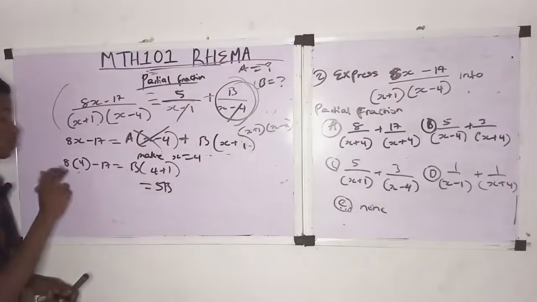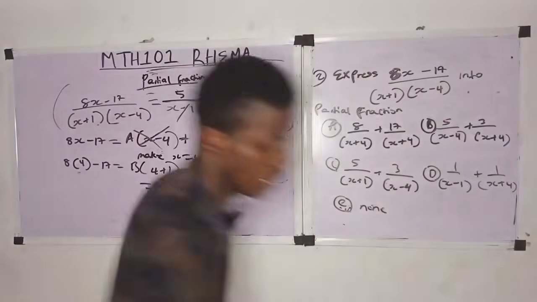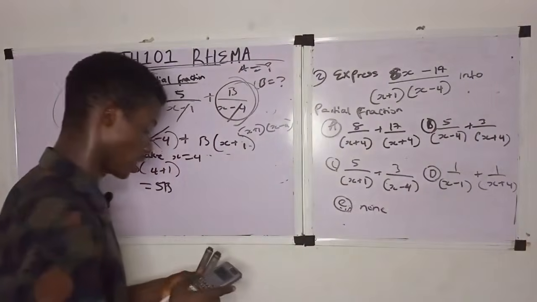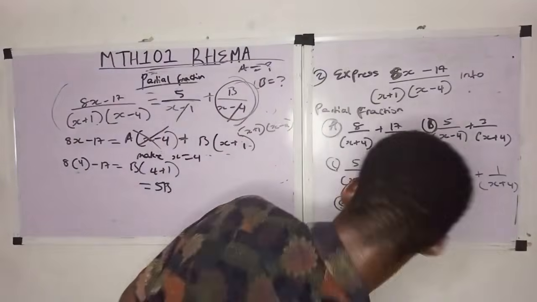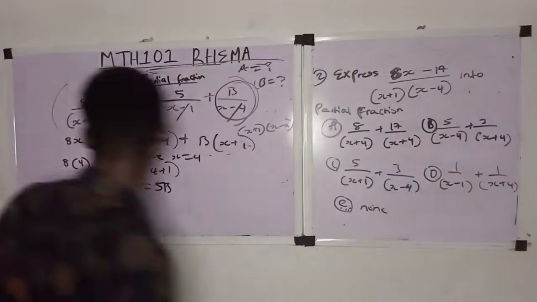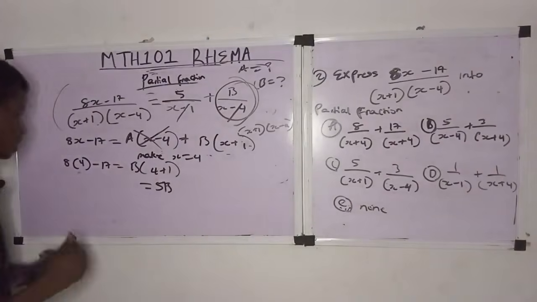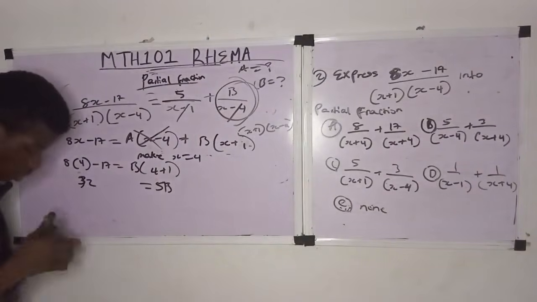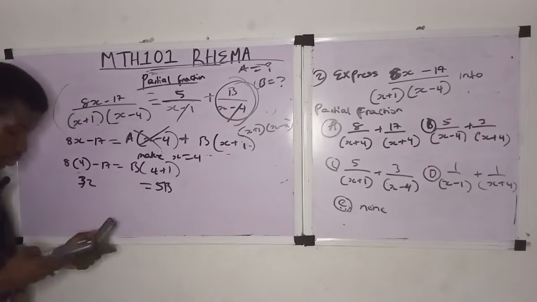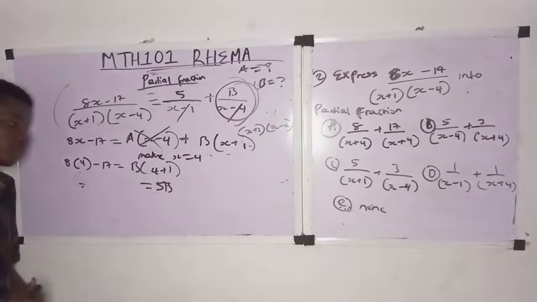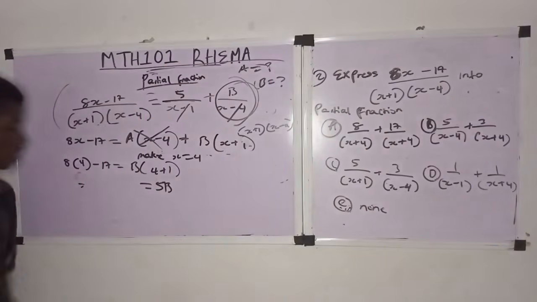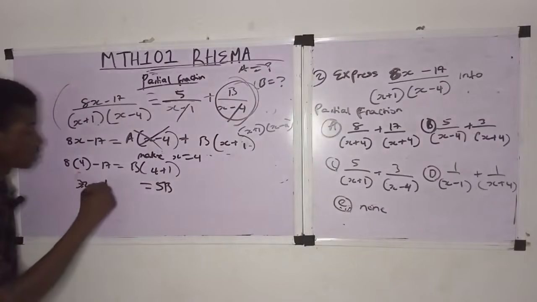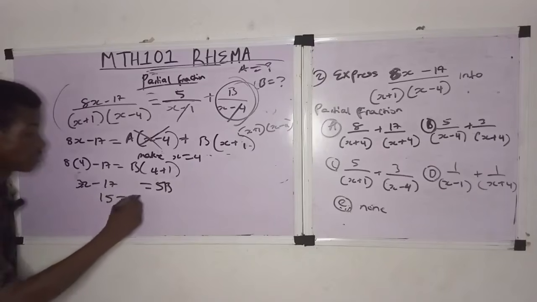Then is equals to 8 times 4. 8 times 4, I think that is 32, right? Yes. So that is 32. 32 minus 17 would be 15. So 32 minus 17 give us 15, then is equals to 5B.